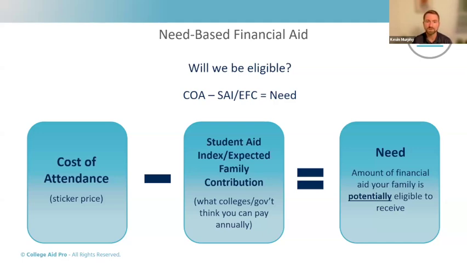Knowing this, knowing your student aid index allows you to plan properly, allows you to build school lists based on financial fit, allows you to know if you're going to get any need-based aid from a college. So definitely remember this formula, remember how you figure this out.